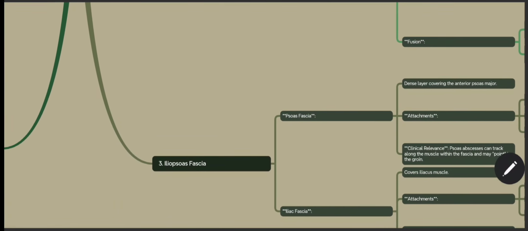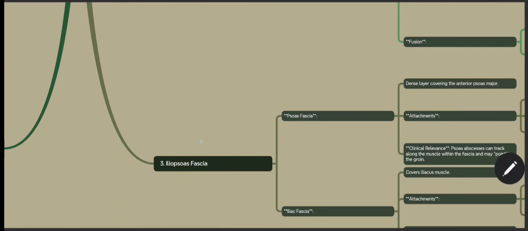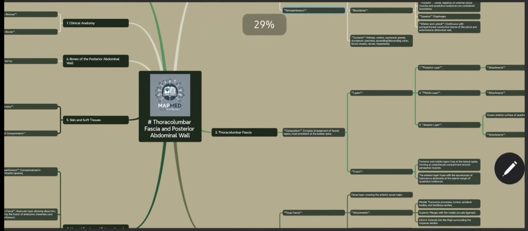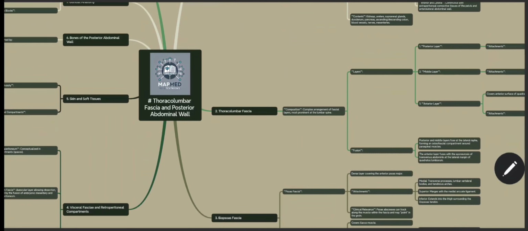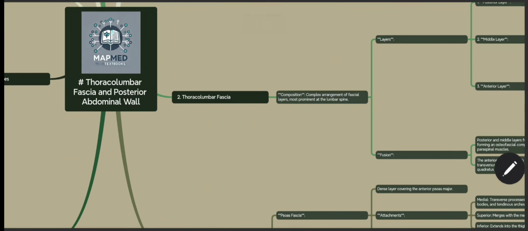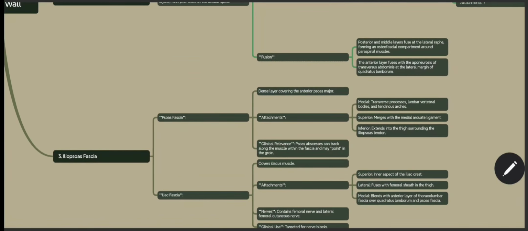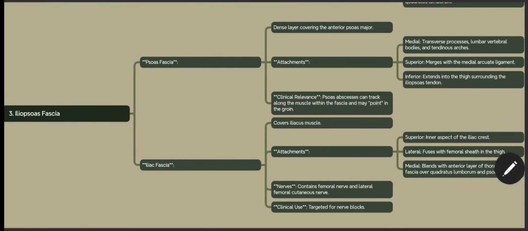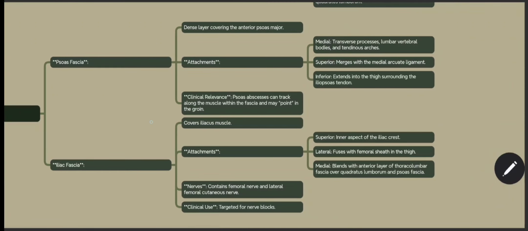Now, the next part is the iliopsoas fascia. We have discussed the definition and the boundaries of the posterior abdominal wall and the thoracolumbar fascia. Now the iliopsoas fascia. There are two parts: psoas fascia and iliac fascia. What about the psoas fascia? The psoas fascia is the dense layer covering the anterior psoas major.